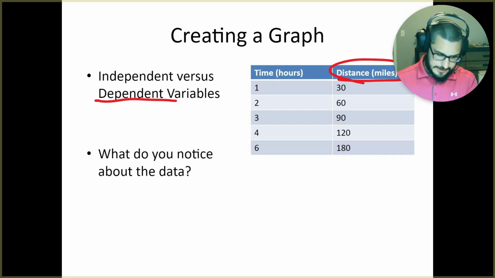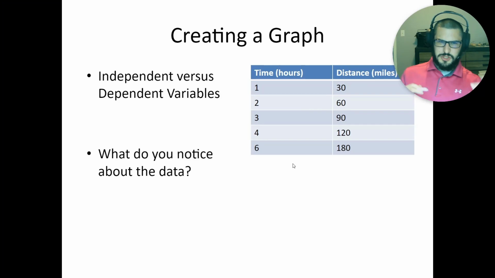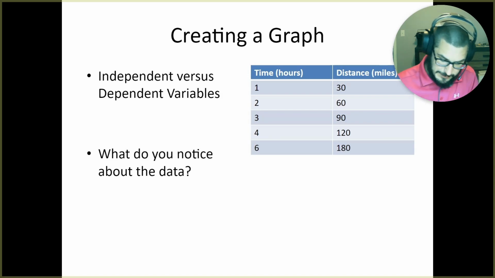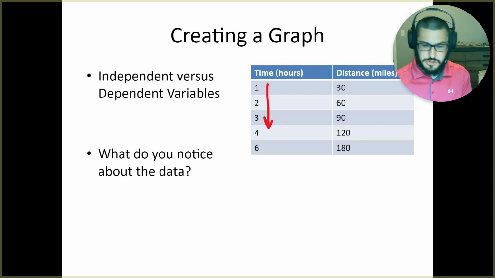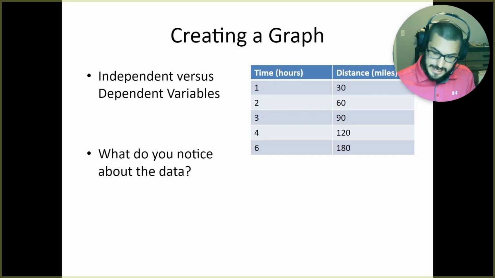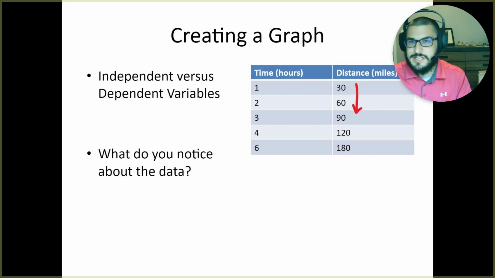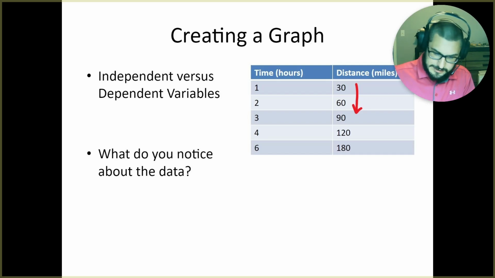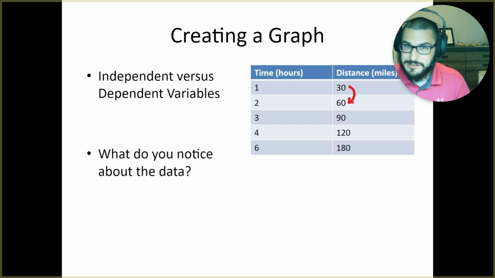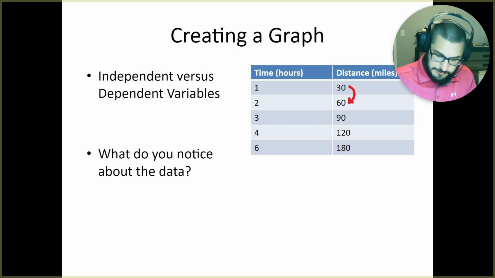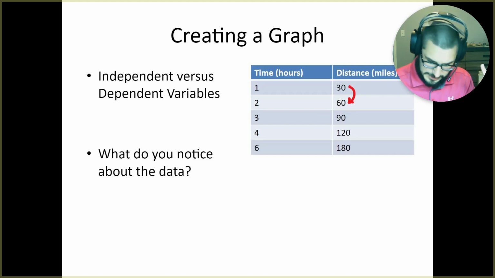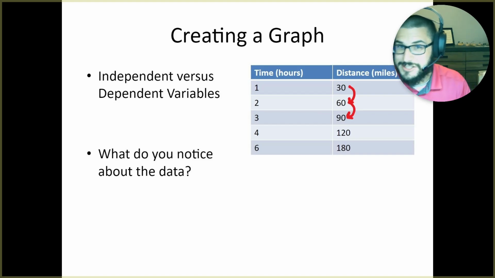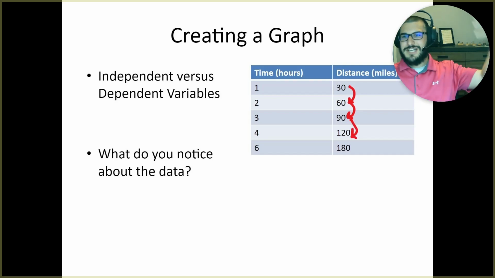Then, if we're looking at this one in particular, what do you notice about this data? What do you notice in this chart here? Well, one thing you could notice is that my time is going up by 1 hour each slot. You could also notice that each hour I'm going up by 30 miles. To go from 30 miles to 60 miles at hour 2, I went up an extra 30 miles. When I went from 2 hours to 3 hours, I went up another 30 miles. Then again at 4 hours, I've gone up another 30 miles.